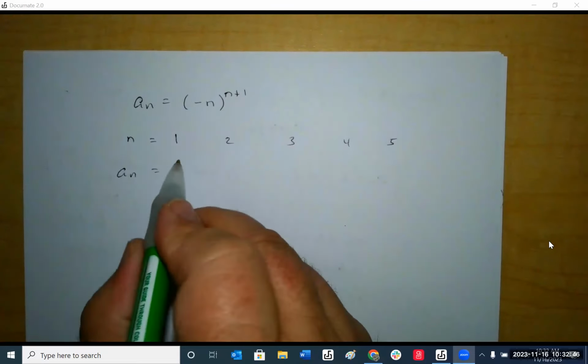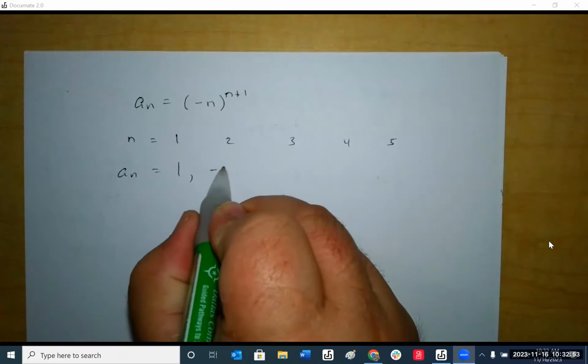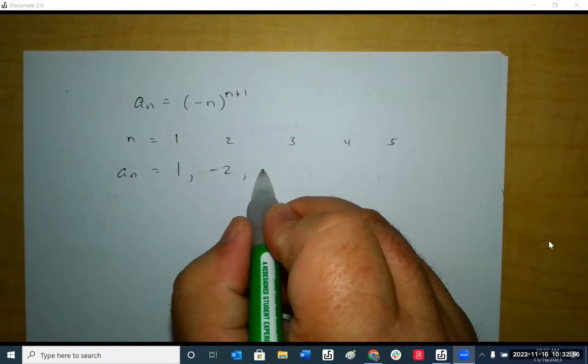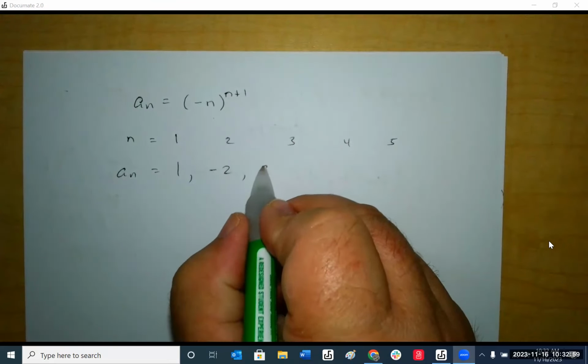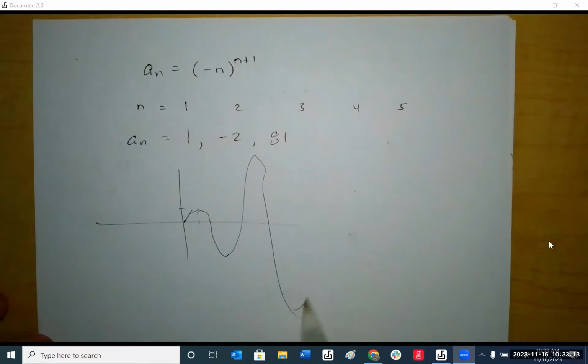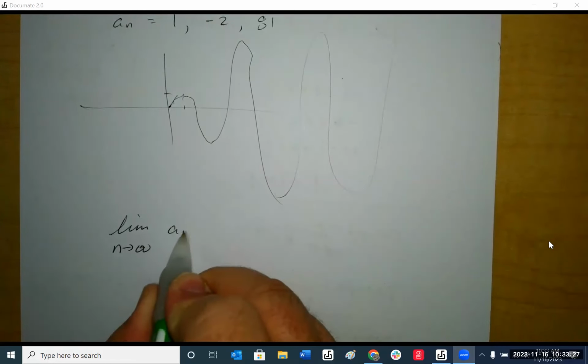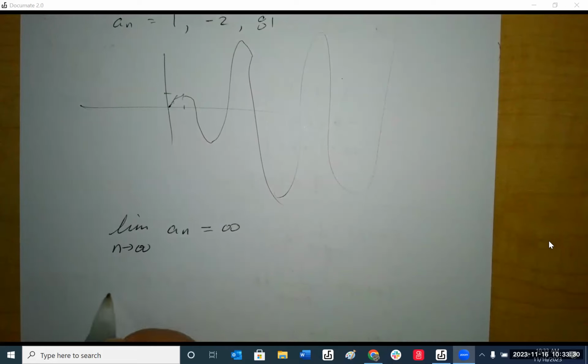So a sub n would be negative 1 to the power 2 is 1. Negative 2 to the power 3 is negative 2. Negative 3 to the power 4 is 81. So this one diverges because at 1 it's 1, then at 2, then at 81, and it keeps on going higher and higher. So basically, the limit as n goes to infinity of a sub n goes to positive infinity, and we can go the other direction.